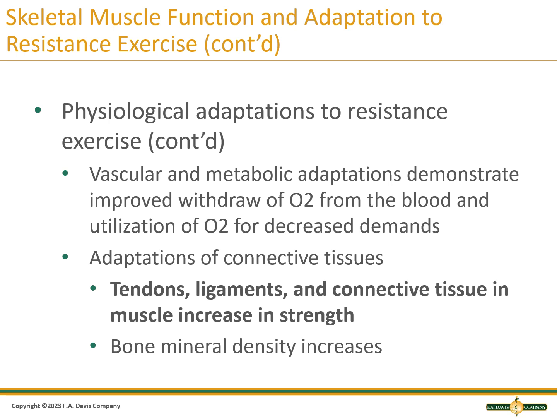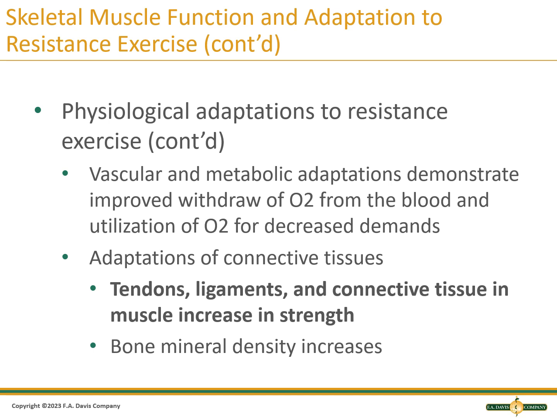Vascular and metabolic adaptations demonstrate improved withdrawal of oxygen from the blood and utilization of the oxygen for decreased demands. So not only are we likely getting improved circulation to the area, but when the blood is coming past, the muscles are able to draw the oxygen out more efficiently, and the oxygen that they do have, the muscles are able to utilize more efficiently.